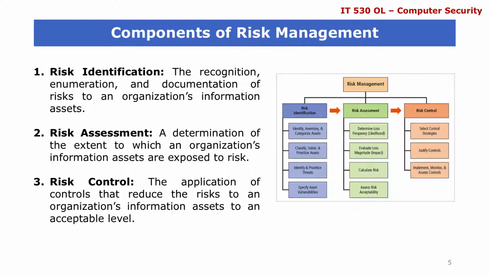There is a process that every organization, as well as information security professionals, follow in order to identify risk. It starts with identifying, inventorying, and categorizing assets. Assets are those valuable items of the organization. Then classify, value, and prioritize assets. That is, classify the assets based on different classifications, determine the value of each asset, and then prioritize which asset is more important and which one is less important.